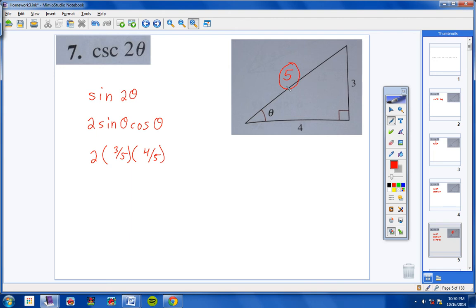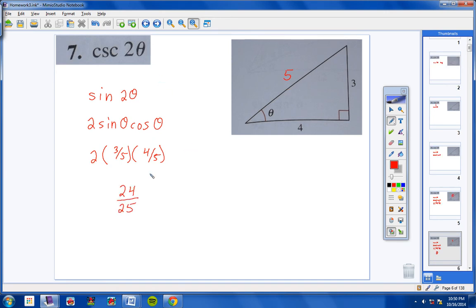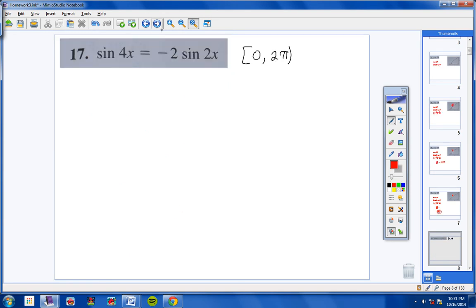And then once I find this missing side, I know that the sine of theta is 3/5 by using my right triangle over here, and the cosine of theta is 4/5. Now, if I put the 2 over 1 and I do all my multiplication, I will get 24 over 25. Okay? Then, though, remember, 24 over 25 is what equals sine 2 theta. And I want cosecant of 2 theta, so if I flip that, I will get 25 over 24, which is the correct answer. Okay?